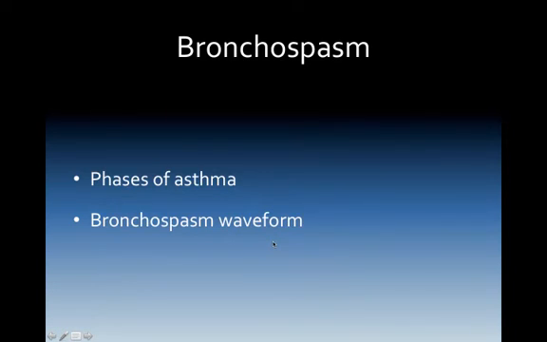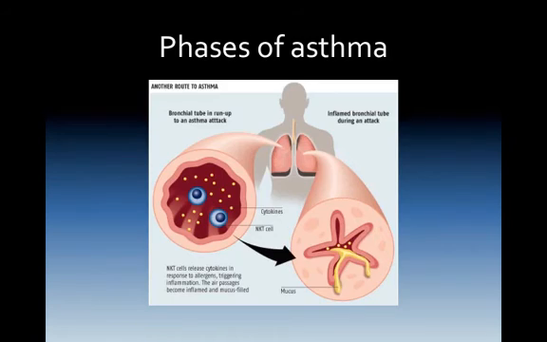Bronchospasm. We're going to talk about the phases of asthma and the bronchospasm waveform in this. Phases of asthma. So what we essentially get is, whatever the trigger, the body kind of releases its cellular mediators and cellular materials. This causes inflammation and increased mucus production. It decreases the lumen of the airways and makes it difficult to breathe.